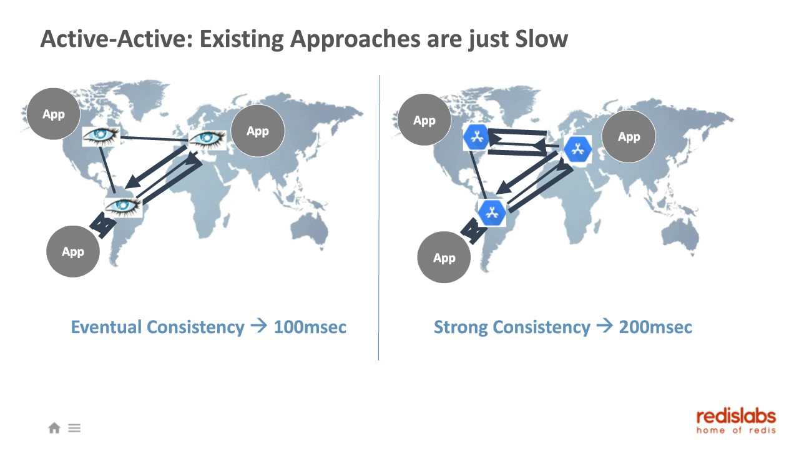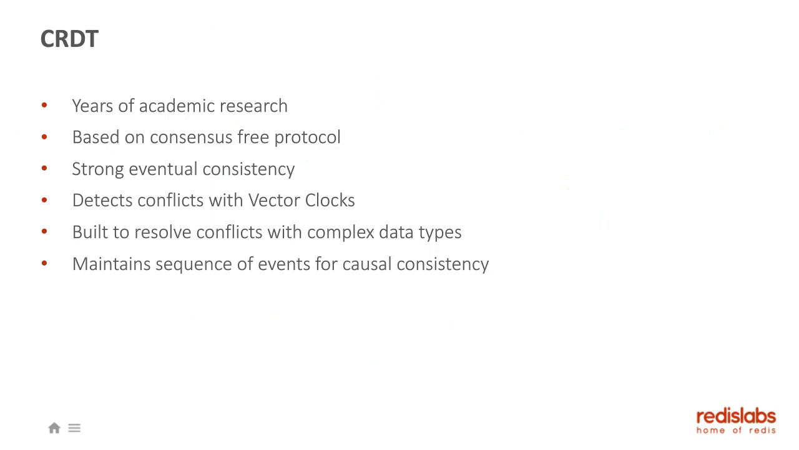So we wanted something smarter. We wanted to have local read and write latencies. For that, we used a concept called CRDT, or conflict-free replicated data types. It's not something that we invented. It has been around, based upon academic research, for quite a while. It's a consensus-free protocol, and it's effectively strong eventual consistency.